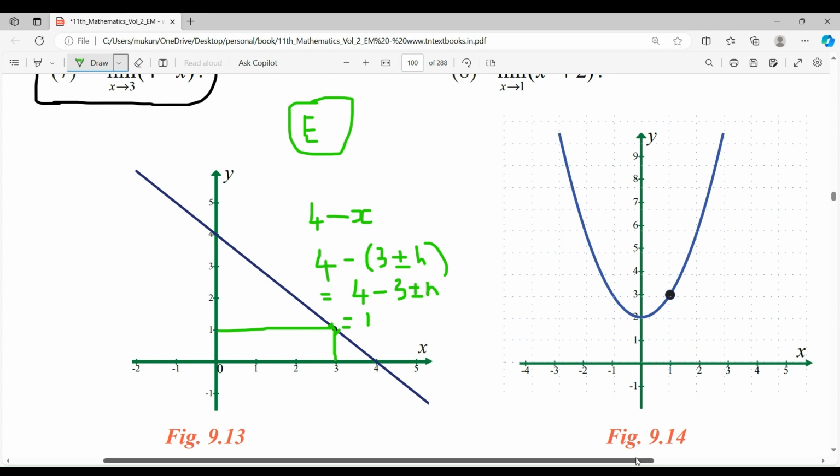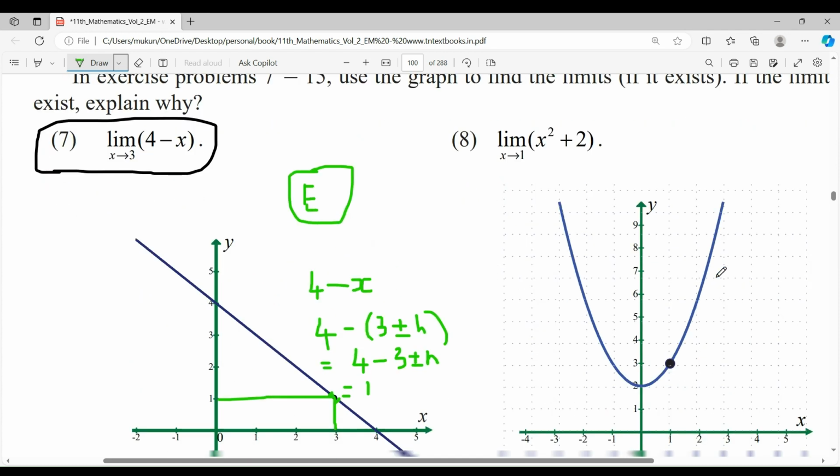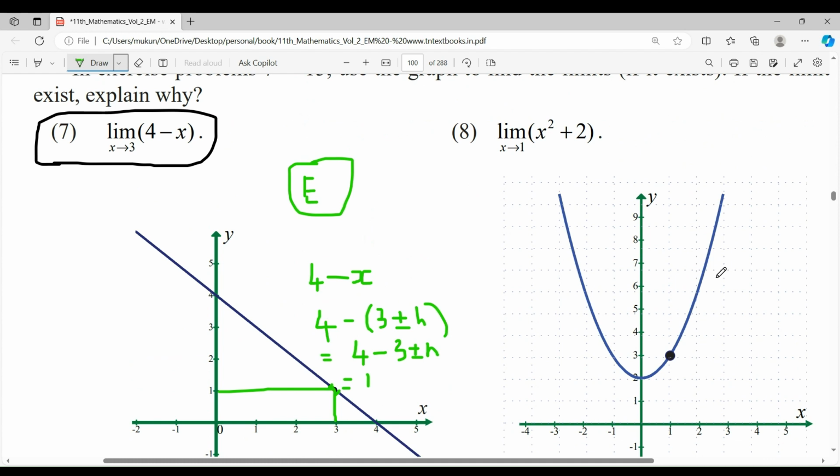Let's move to the graph on the right hand side, which is nothing but the graph of a parabola, as you are all familiar with, which is x square plus 2, which hits the y axis at x equals 0. And as you can see, you will see this dot here, which is a closed dark circle, which means that this graph includes the point x equals 1.